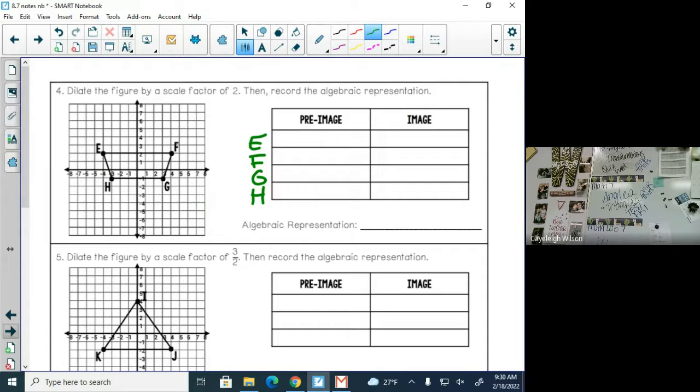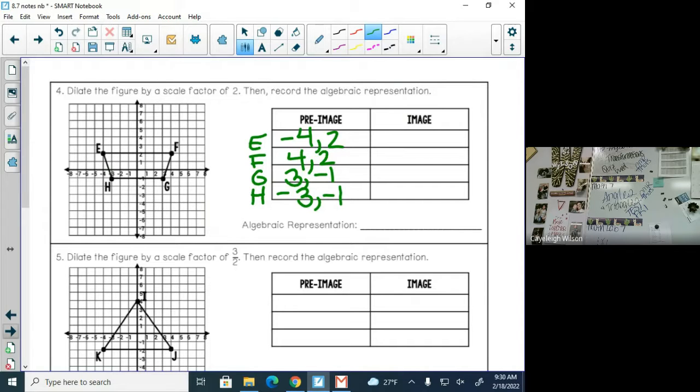All right, so E is at negative 4, 2. F is at 4, 2. G is at 3, negative 1. And H is at negative 3, negative 1. Now, do you all think this figure is going to get bigger or smaller? Bigger, because it's a scale factor of 2, which means it's bigger than 1, so it's going to get bigger.